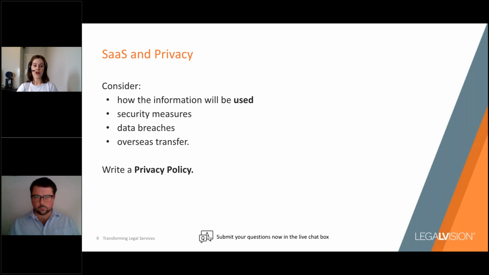You should also have a privacy policy. This is a separate policy that goes alongside your SaaS agreement, and it goes into a lot more detail about these privacy matters, and it should contain all of the things that are required under the 5th Australian Privacy Principle.